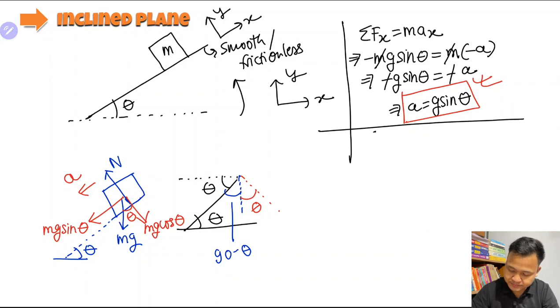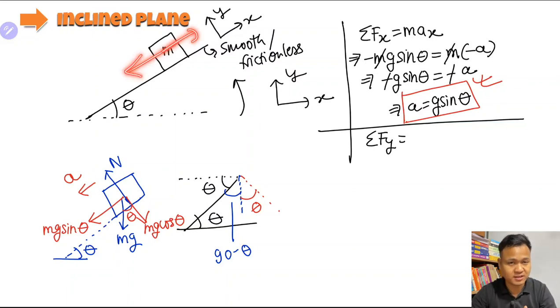So along the y, will you have any motion? The block's motion is only along the x-axis. Okay, so there is no motion along the y-axis. There is no net movement along the y, which means that the net force along the y is 0. Okay, so net force along the y is 0.